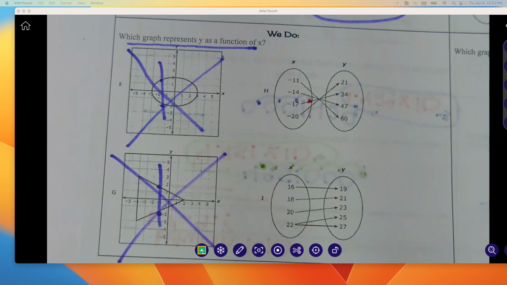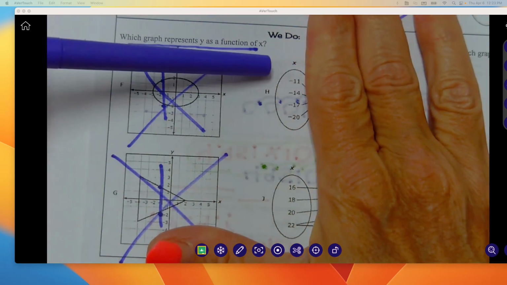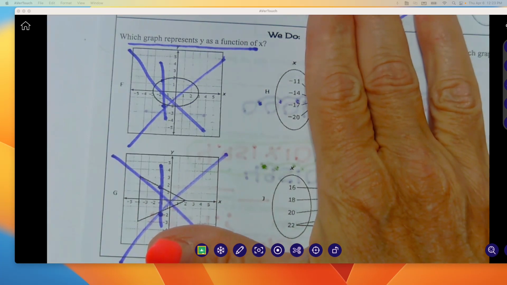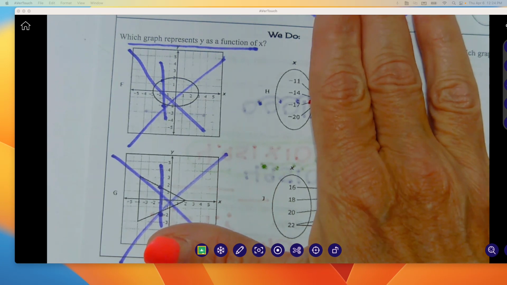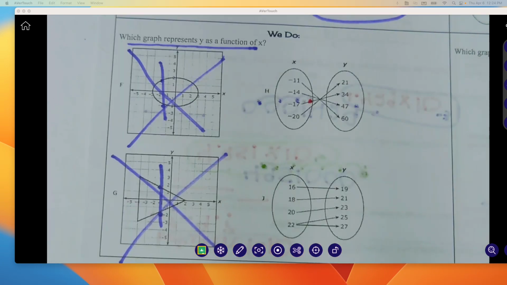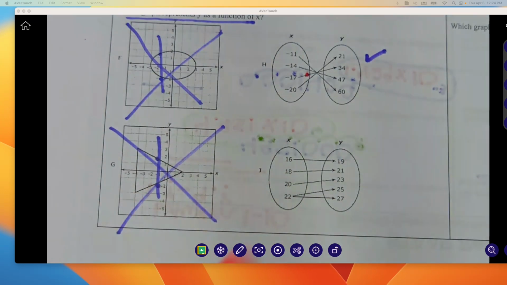Okay, let's look at the mapping. I'm going to cover up my y values because it doesn't matter. You're looking at only the x values. You have -11, -14, -17, -20. Okay, none of those repeat. Look to see how many lines leave each one of those numbers. And if you notice, only one line leaves each one of those x's. So therefore, none of the x's repeat. So this is a function. So I'm going to put a check mark. But guys, we're looking at all of them. Okay, all the answer choices.